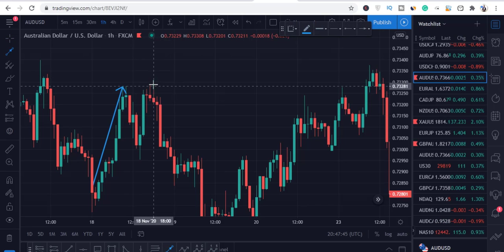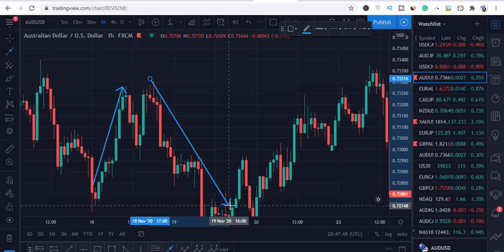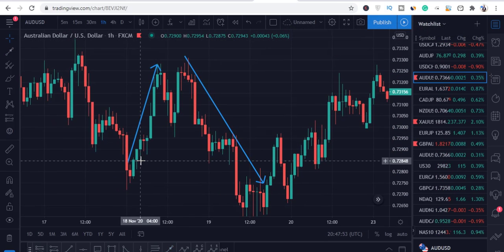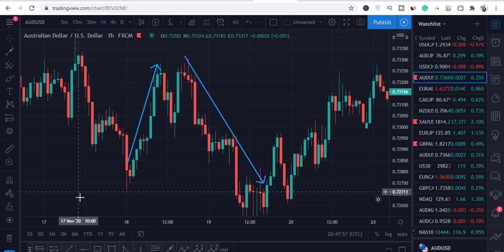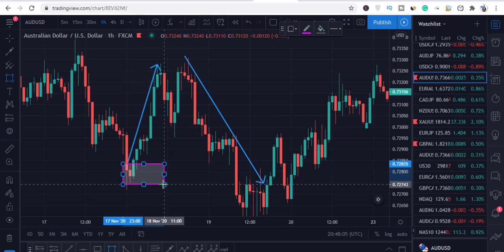Either for a push that is responsible for a push up or for a push down, just like what you are seeing on the screen. Now let me explain further. Now this is an order block. For this example, like what I just explained to you right now, this is an order block. We are seeing an order block here.